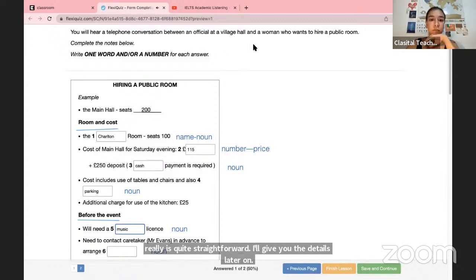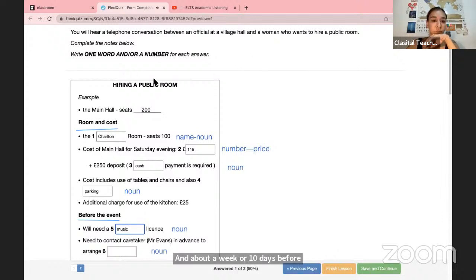And about a week or 10 days before your event, you'll need to contact the caretaker, that's Mr. Evans, to make the arrangements for entry. He'll sort that out with you. And do I give him the payment as well? No, you do that directly with me.